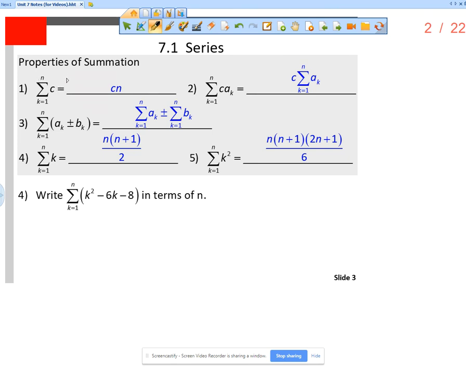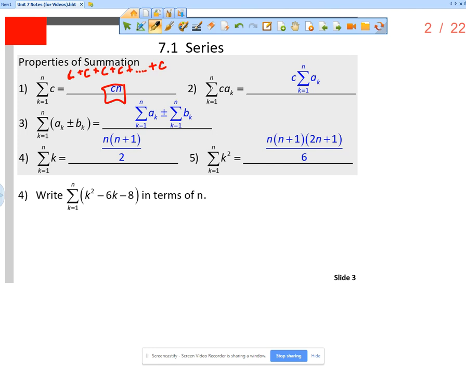So that means that the first term is just c, and the second term is c, and the third term is c, and the fourth term is c, and the fifth term, and the sixth and seventh and eighth and ninth and 10th and 11th, all the way up to n is c. So what does that mean? There are n c's being added together. So this sum is simply c times n.